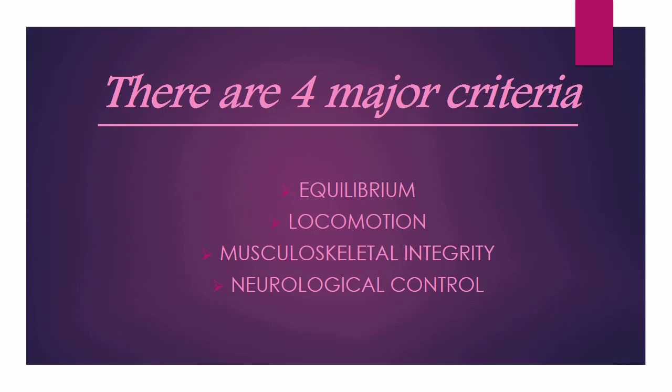Third one is musculoskeletal integrity, which includes normal bone, joint and muscle function that provides support, stability and movement to the body. Last one is neurological control. To create voluntary movement, the central nervous system processes sensory information supplied by the eyes, ears and other sense organs and receptors of the body. It then selects the appropriate response, plans and carries out the movement by sending nerve impulses through the motor branch of the peripheral nervous system.